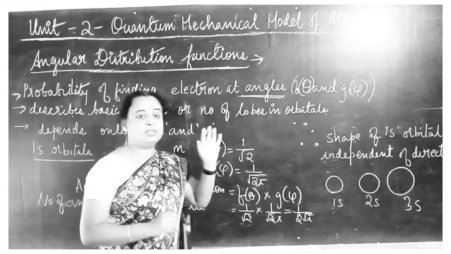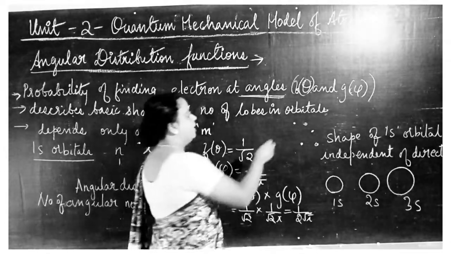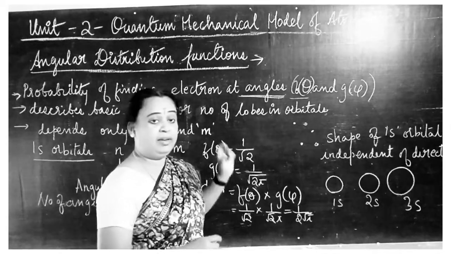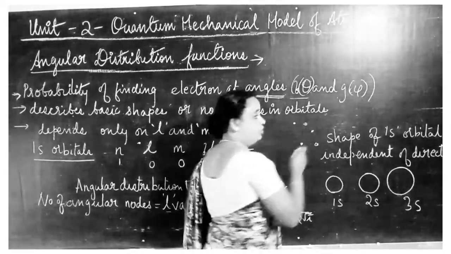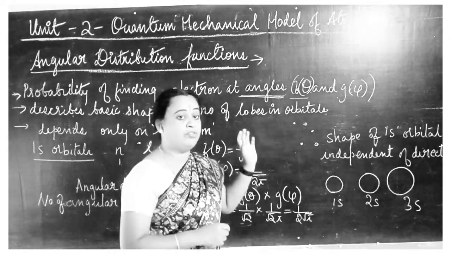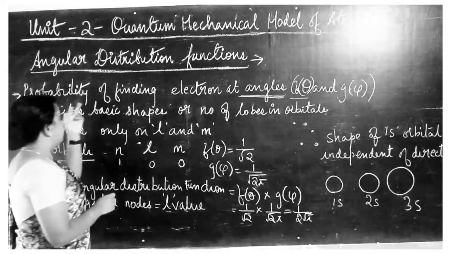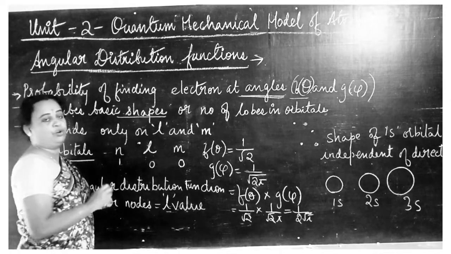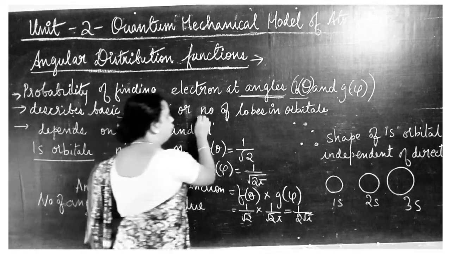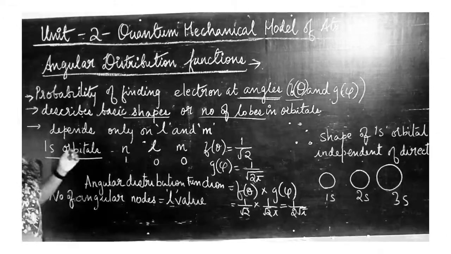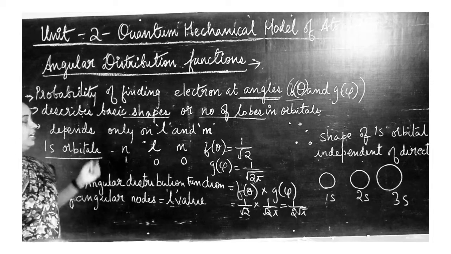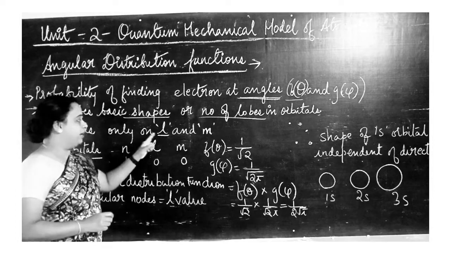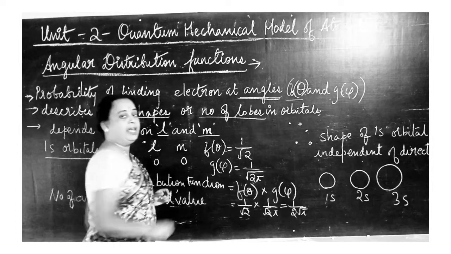The two angles we understand here are f theta and g phi. This we have already seen while studying the wave function. This angular distribution function describes the basic shape of the orbitals, or the number of lobes present in the orbitals. The angular distribution function depends on the azimuthal quantum number l and the magnetic quantum number m.